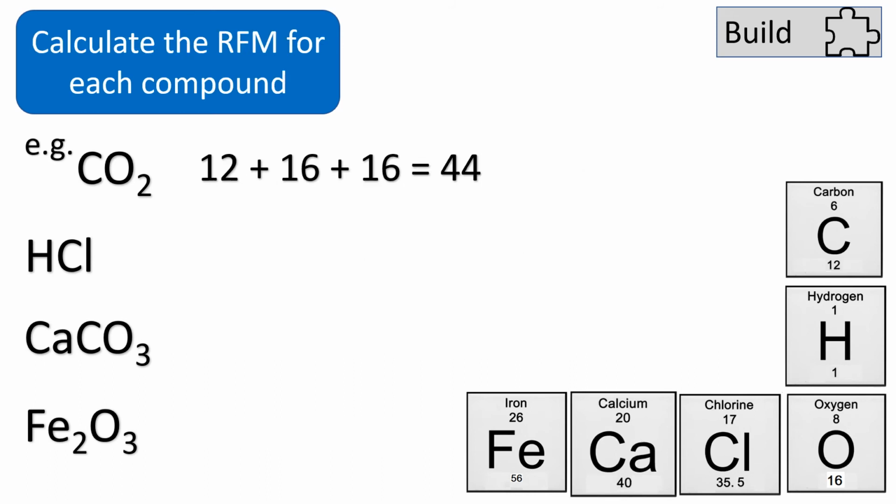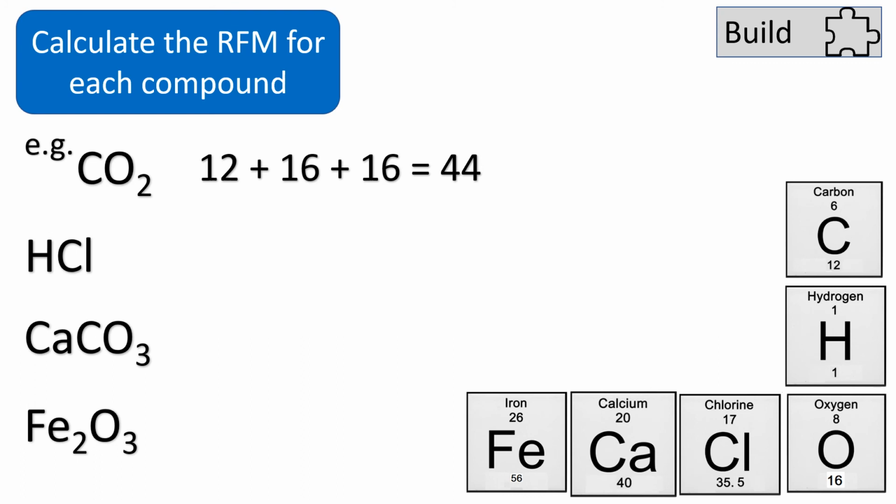Okay, so taking this a little bit further then, now we know how many atoms of each element we've got, can we calculate the relative formula mass or the relative molecular mass for each compound? And notice I've done the first one for you as an example. Carbon dioxide is 12 plus 16 plus 16 gives me a relative formula mass of 44. Pause the video and have a go, please.